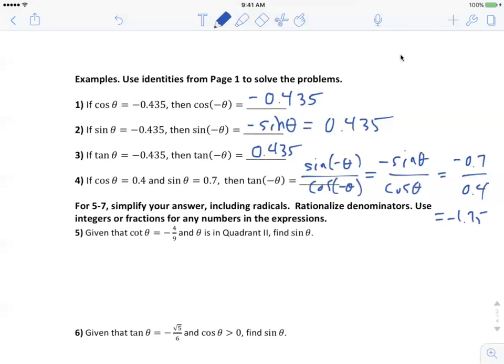Okay, cool. How about 5 through 7? So on these types of problems, you're going to be given some information and you have to find something else. There are two ways really to do them. This section wants you to use identities, but sometimes the other way, which I'll show, is way easier. Sometimes it doesn't matter.